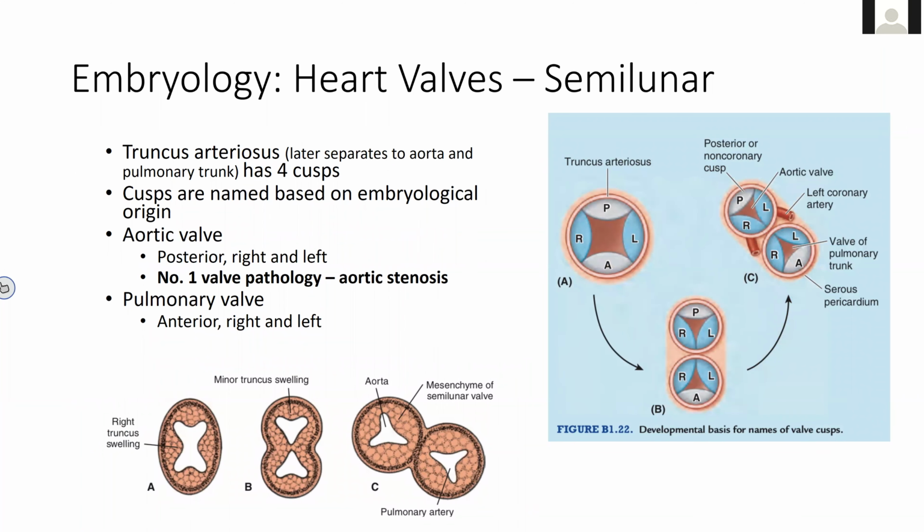With the embryology of the heart valves, we'll see the first cusp is formed, and then that separates into the aorta and the pulmonary trunk. Why this is important is that the names of the cusps relate to how they were embryologically arranged, rather than how they ended up in the adult, because of the way that they twist.